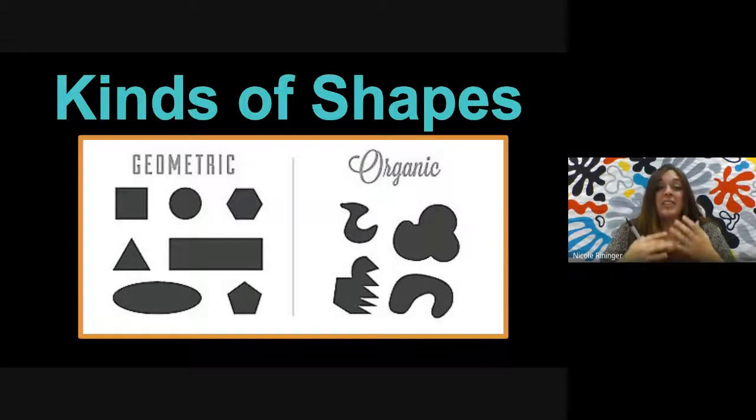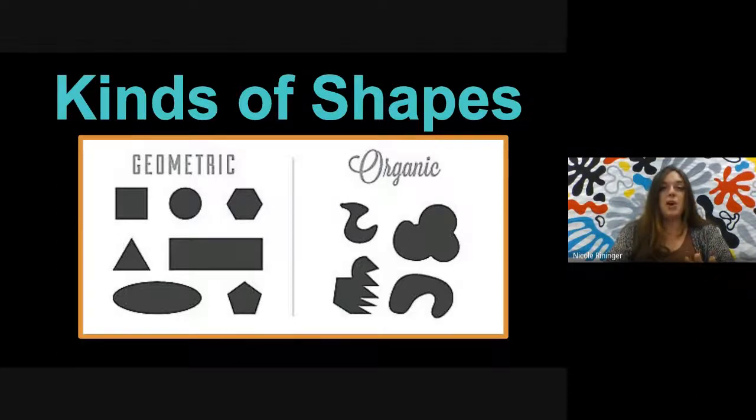On the other hand, we have organic shapes, and organic shapes come from nature. So when you see organic shapes, they tend to be more free-flowing. They tend to be less rigid. So in that other column, you see shapes that kind of look like blobs or clouds. Those are organic shapes. Also, if I were to take something from nature and trace the outline of it, that could also make an organic shape.